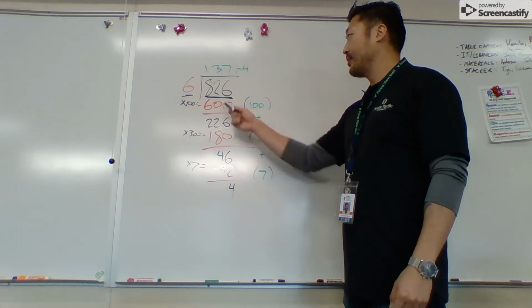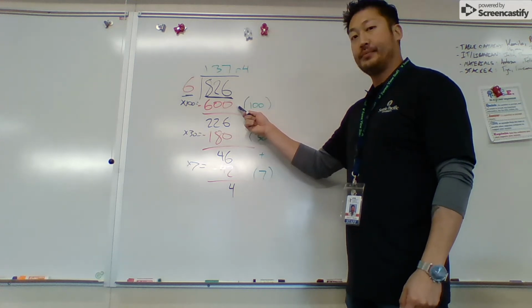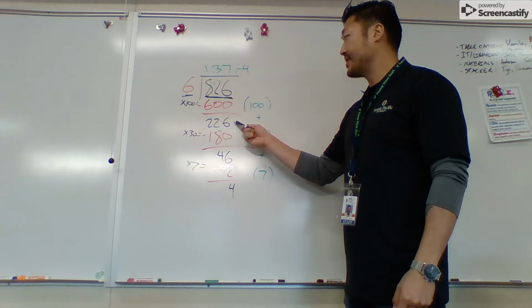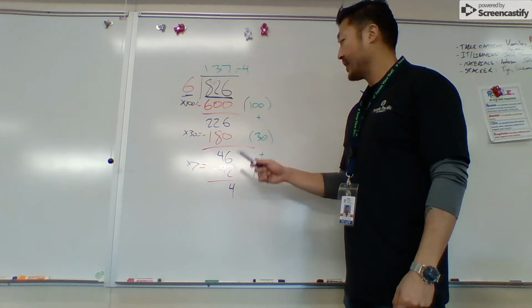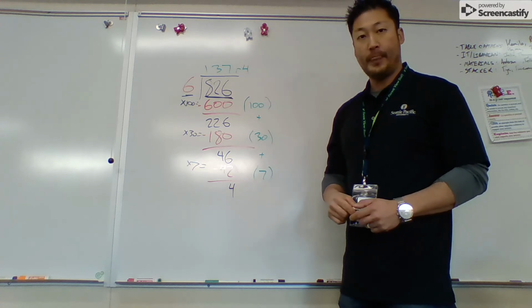Each one of these red numbers is being subtracted step by step. So 826 minus 600, 226 minus 180, and then 46 minus 42 equals 4.